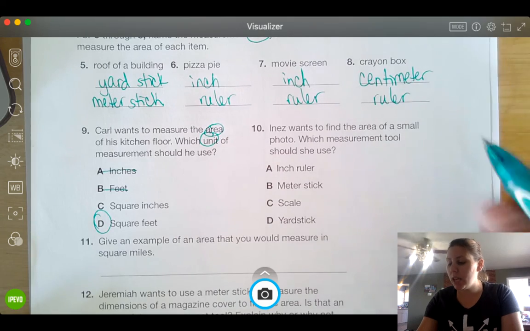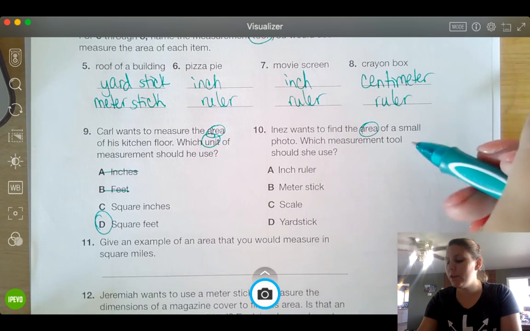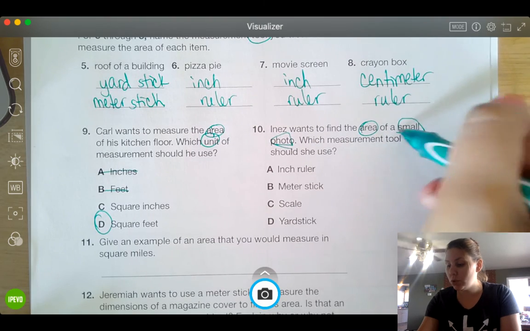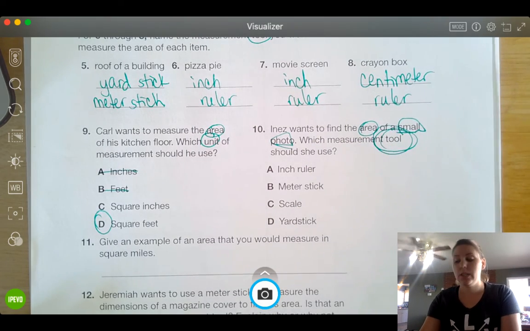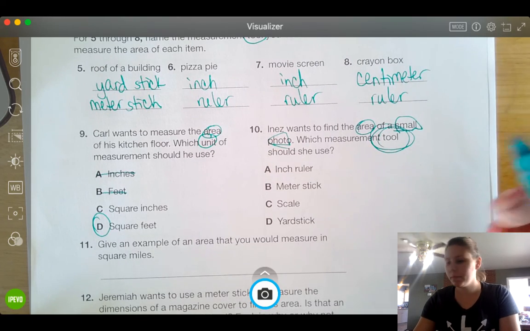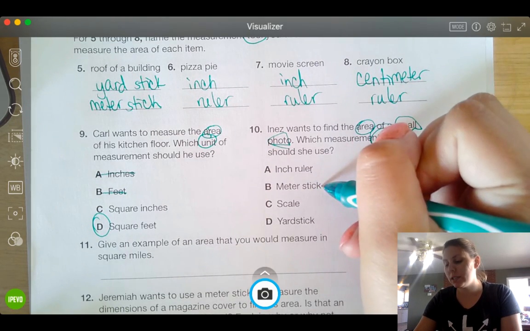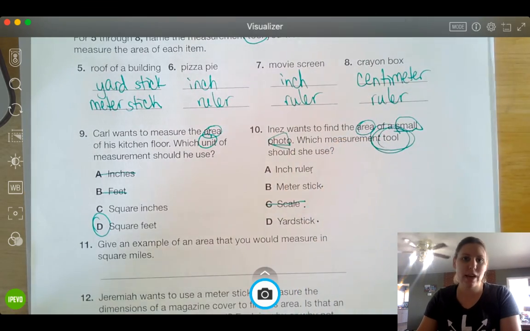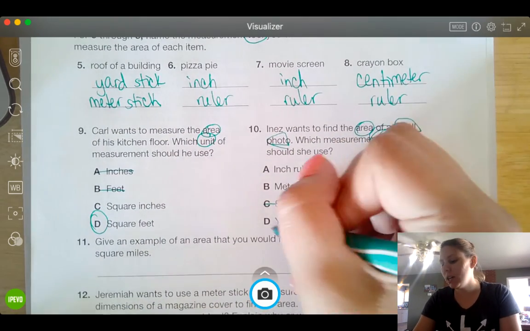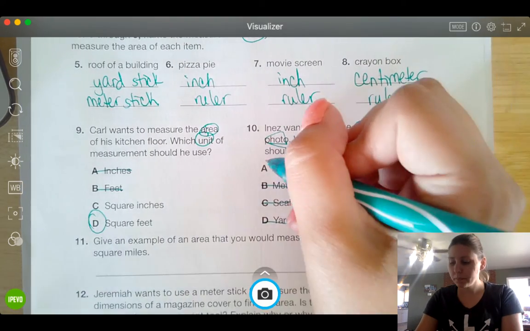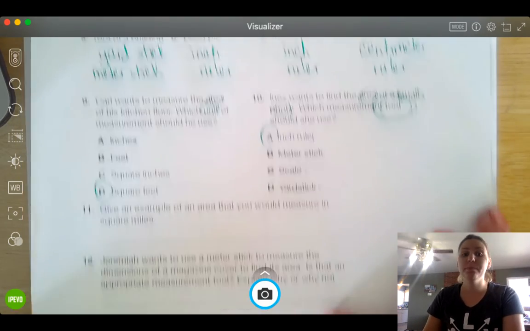Inez wants to find the area of a small photo. So it's a small photo. What measurement tool should she use? So this is the tool she's using to measure a small picture. An inch ruler, a meter stick, a scale, or a yardstick. So it's not a scale. We're not measuring how heavy it is. A yardstick and a meter stick would both be way too big for a small picture. So it would be an inch ruler.